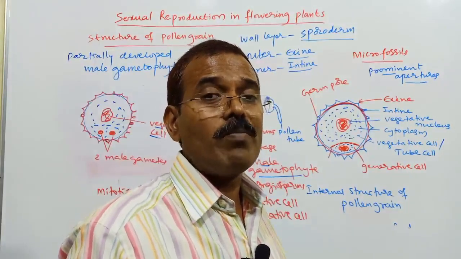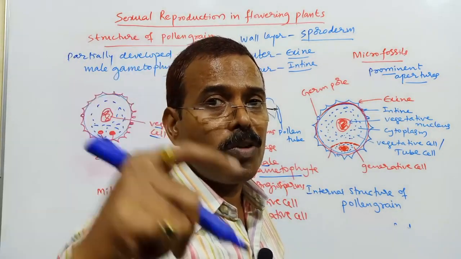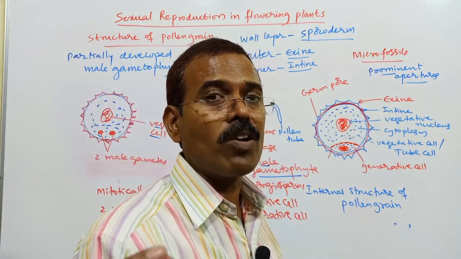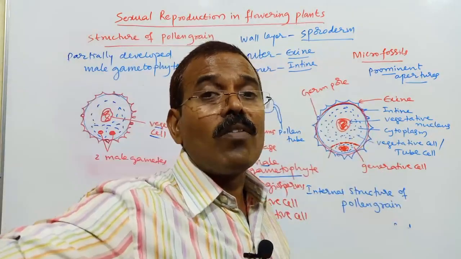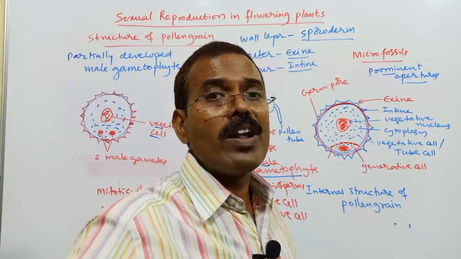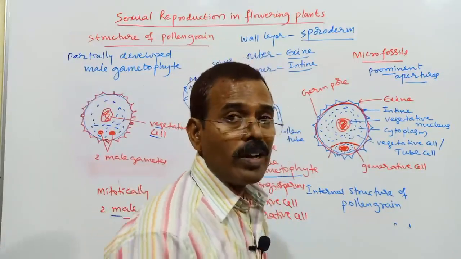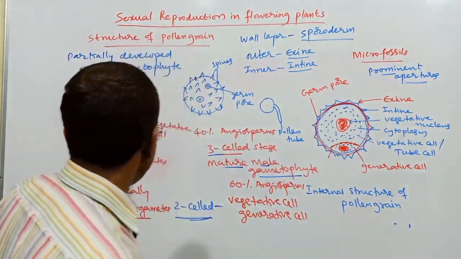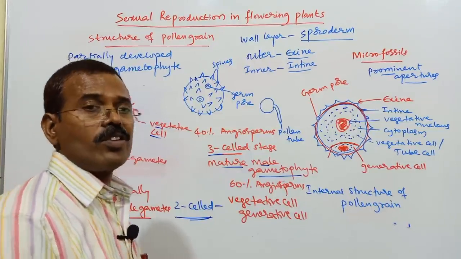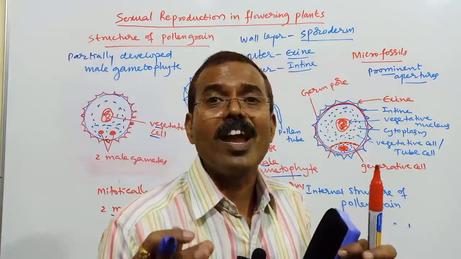Further development means the generative nucleus divides mitotically and produces two male gametes. Further development of the pollen grain occurs on the stigma of the flower after pollination. Keep it in mind. So the pollen grain can be either in two cell stage or in three cell stage. So this is the structure of a pollen grain.